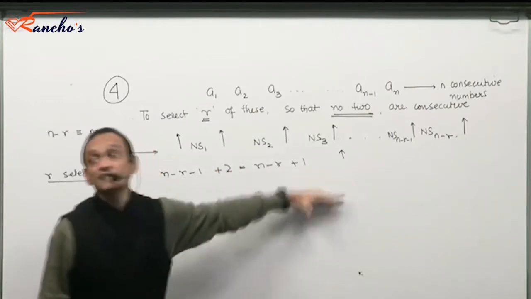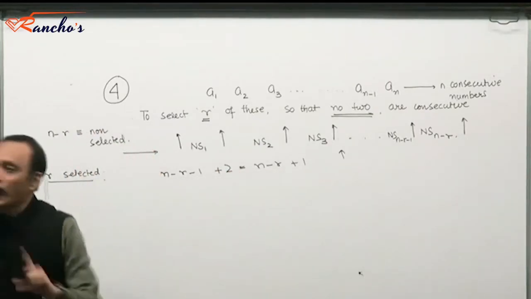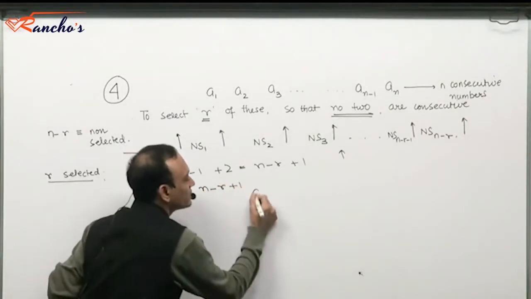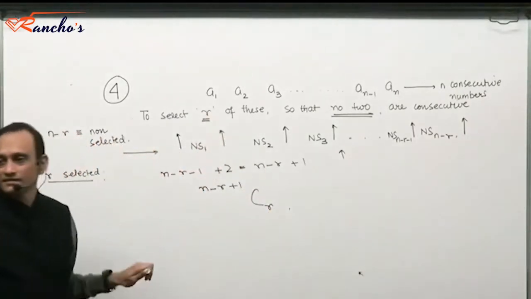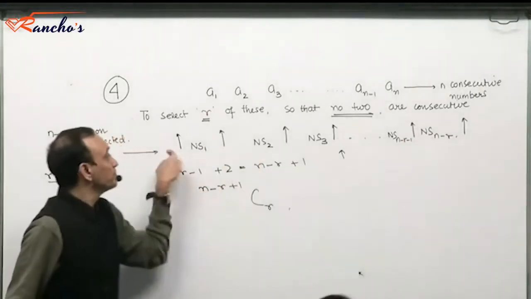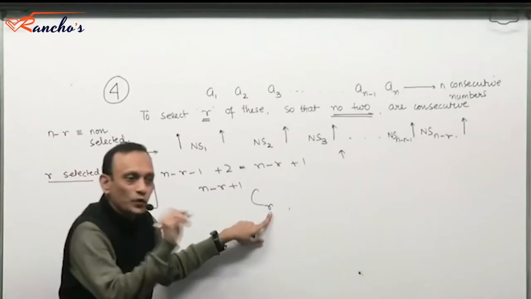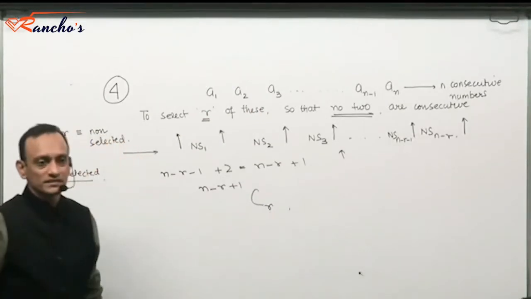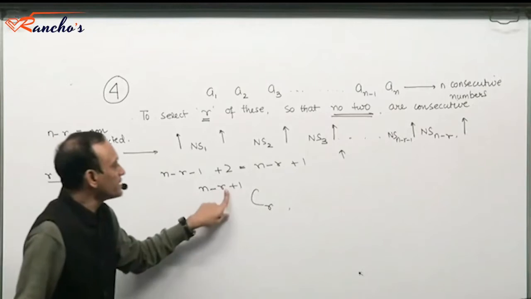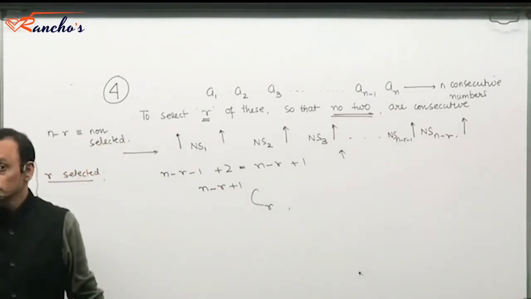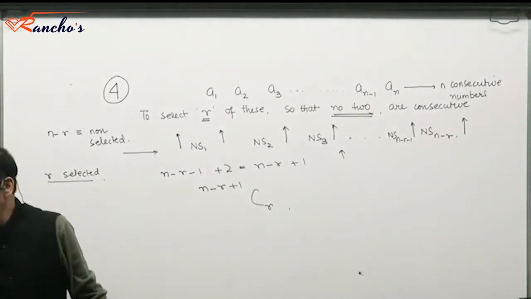But from these many sites, how many sites do I want to select? r sites. In how many ways can I do that? n minus r plus 1 C r ways. From these many sites, the positions where these arrows are, I want to select r of these sites where the numbers are, right? So n minus r plus 1 C r is the number of solutions. Yes or no?